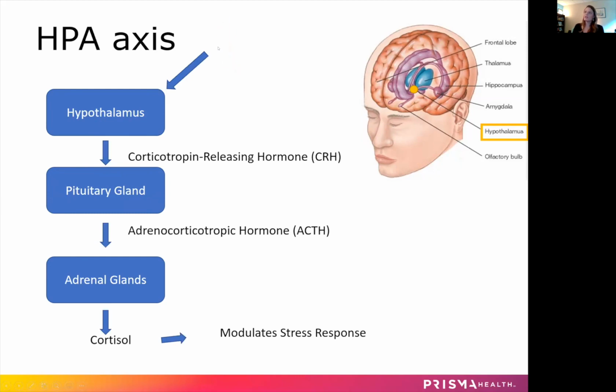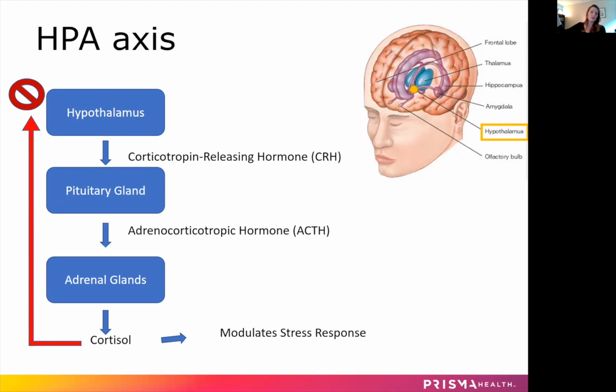And then when our stressor goes away, the hypothalamus says, things are okay. All of these chemicals stop being released. And also cortisol tells the hypothalamus, you can stop releasing all these chemicals. There's enough cortisol in the blood to modulate the stress response. Stop sending me information, and the cortisol levels go back down.